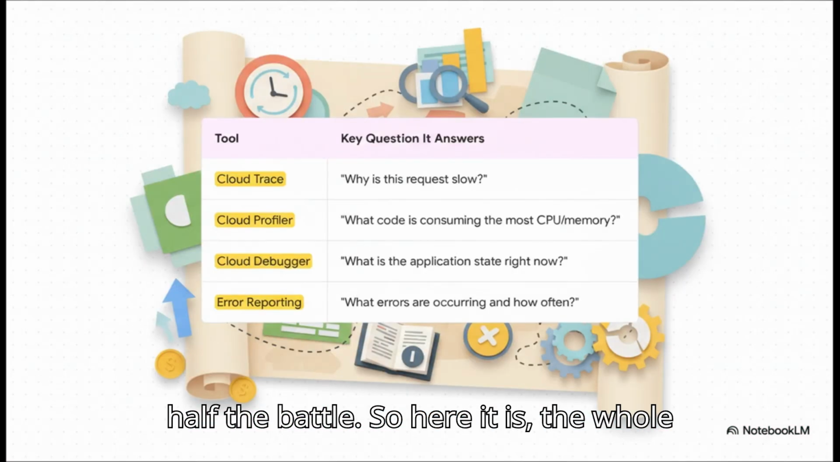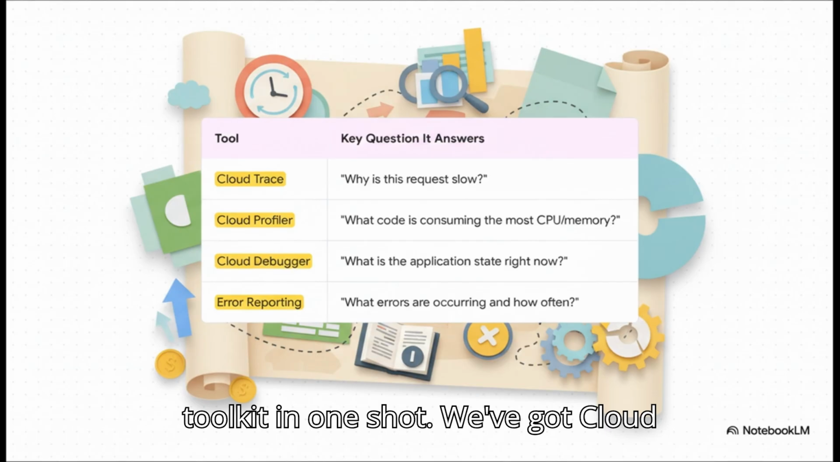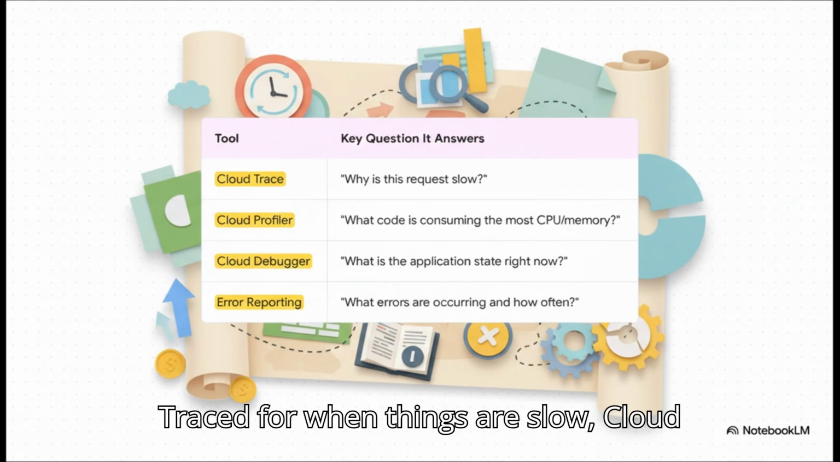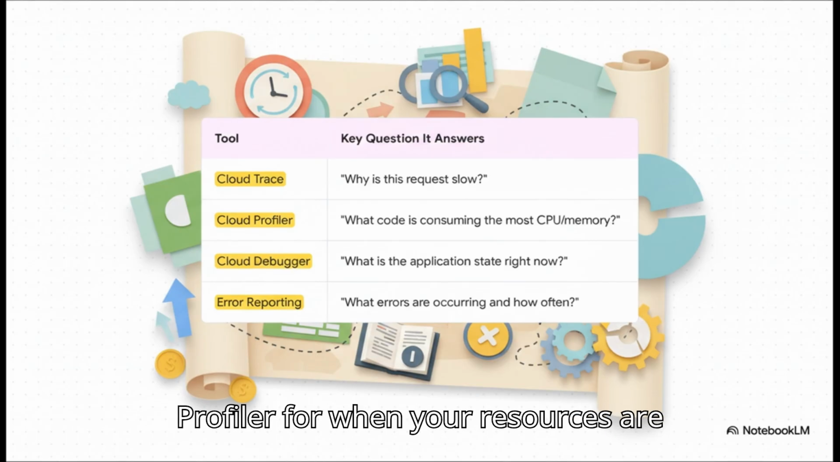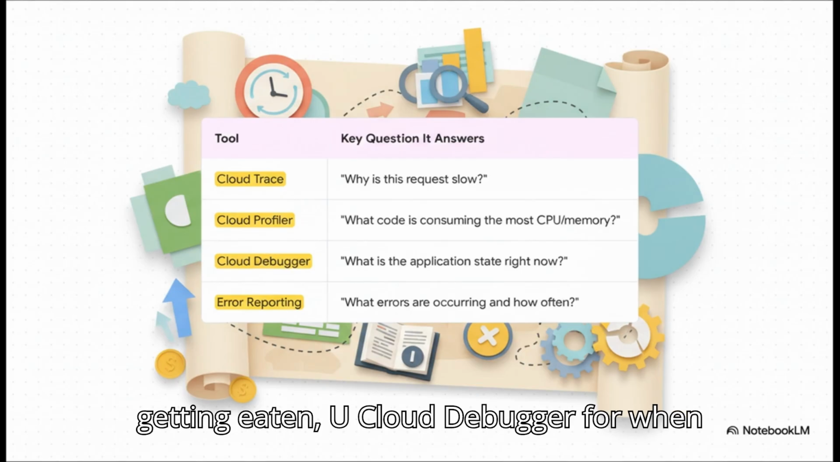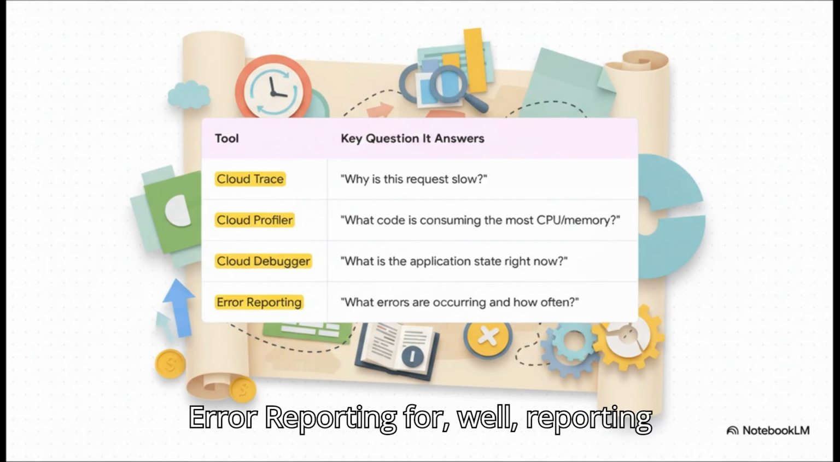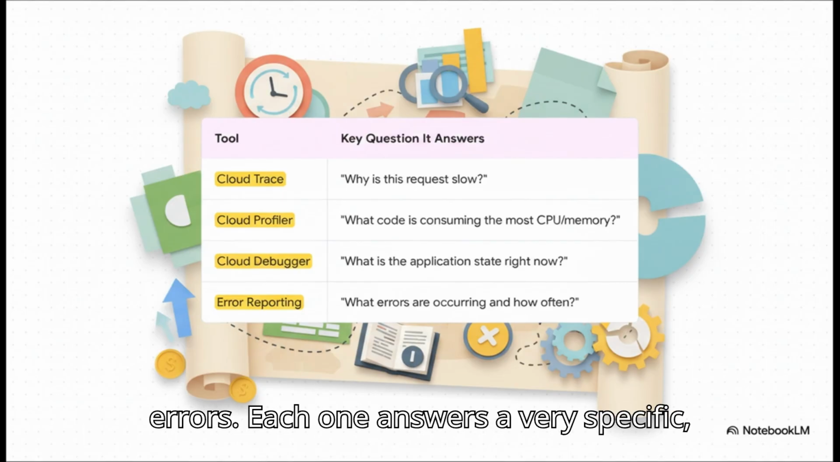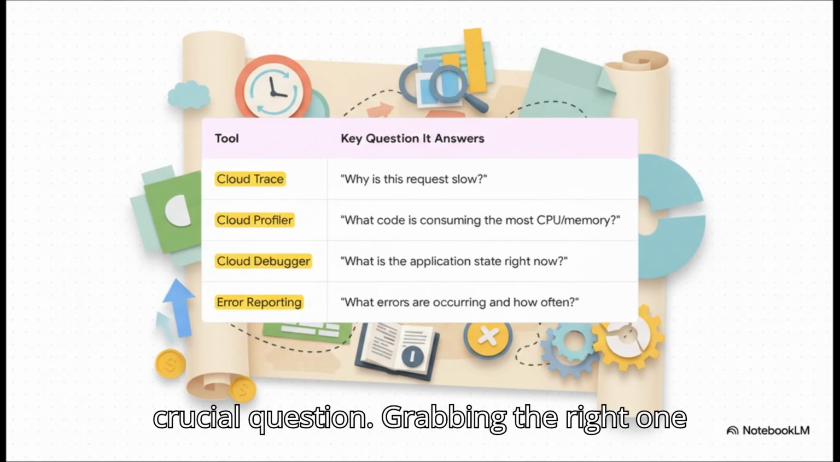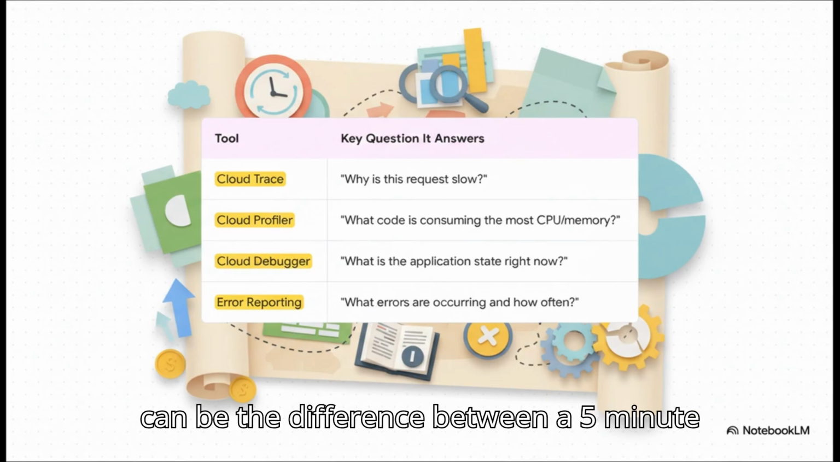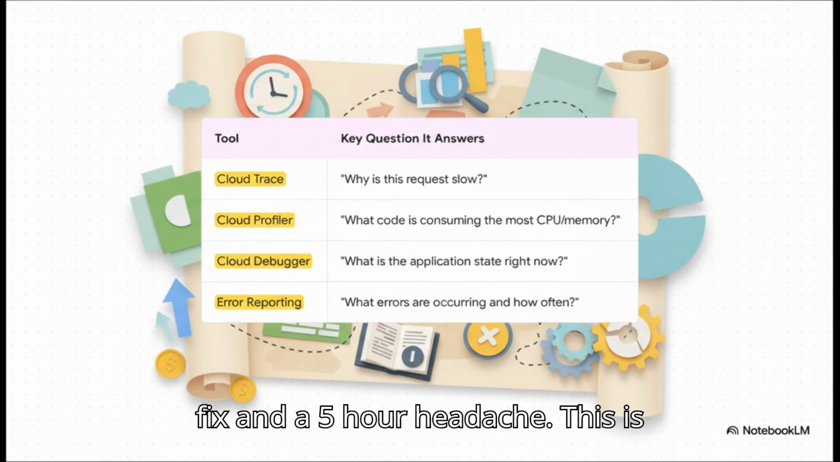So here it is, the whole toolkit in one shot. We've got Cloud Trace for when things are slow, Cloud Profiler for when your resources are getting eaten up, Cloud Debugger for when you need to peek inside a live app, and Error Reporting for, well, reporting errors. Each one answers a very specific, crucial question. Grabbing the right one can be the difference between a 5-minute fix and a 5-hour headache. This is basically your cloud diagnostics cheat sheet.